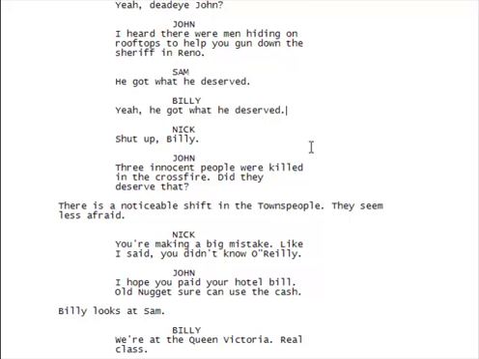So John says a couple of things here. I hope you paid your hotel bill. Old Nugget can sure use the cash. Billy: We're at the Queen Victoria, real class.